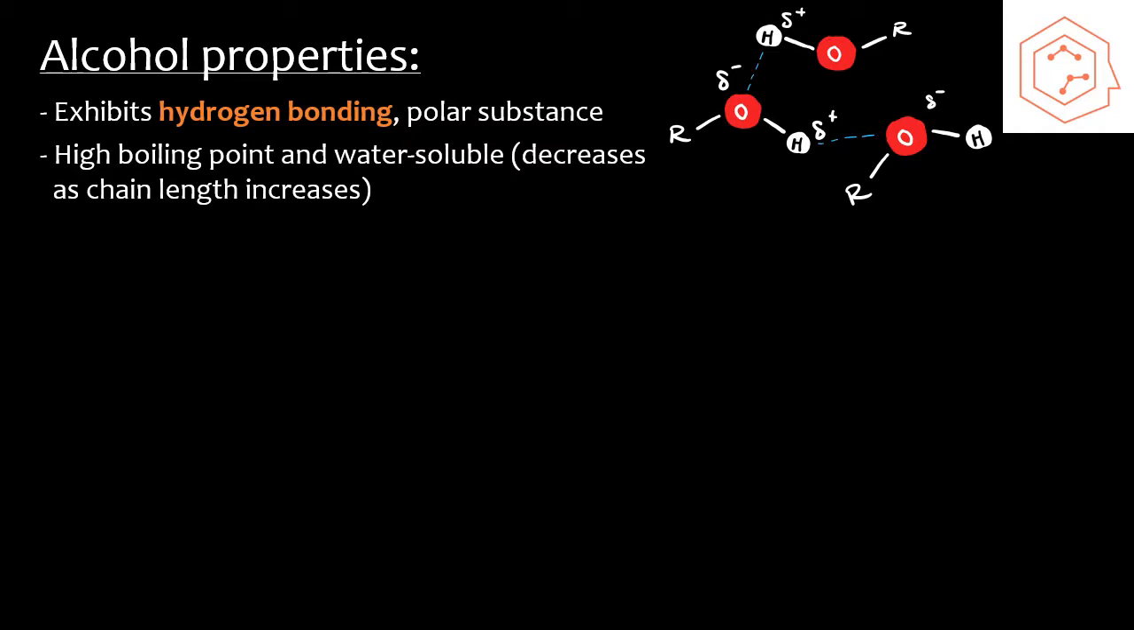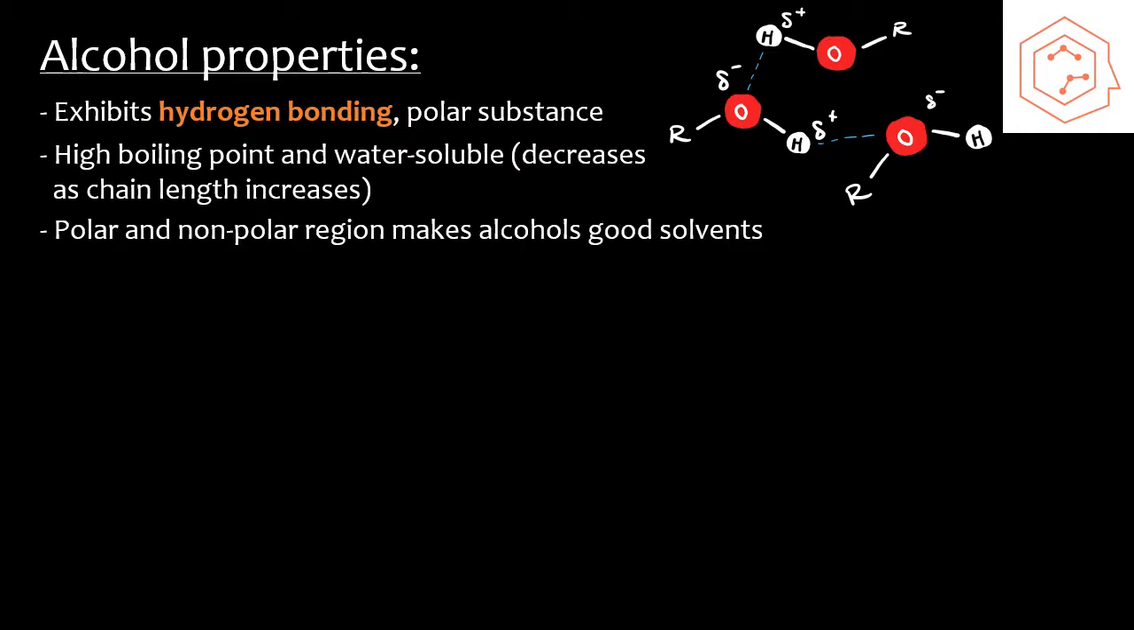However, this tends to decrease with chain length, since as you increase the chain length, you are essentially increasing the size of that nonpolar region. So we see that these longer alcohol chains have lower polarity levels and are less soluble in water than their shorter counterparts. Now, all alcohols have that polar region from the OH group and a non-polar region, and this allows them to dissolve both polar and non-polar substances because like dissolves like. So as a result, alcohols make for really good solvents.